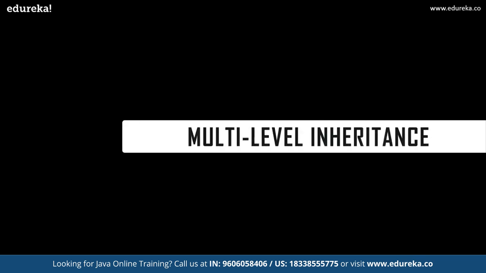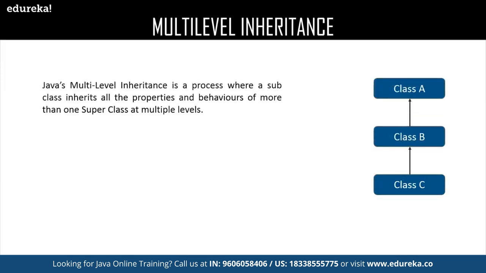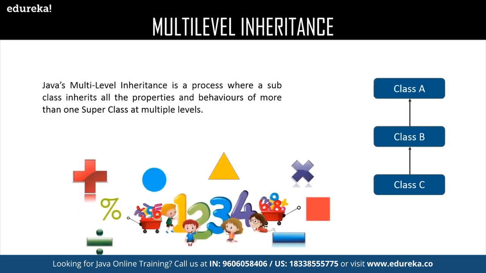Now let us move into the second one, which happens to be multi-level inheritance. Multi-level inheritance is a process where multiple child classes inherit the properties from their preceding parent classes. To understand this in a better way, let us consider a simple example. As you can see in the picture, Class A is the parent class and Class B and Class C happen to be the child classes.